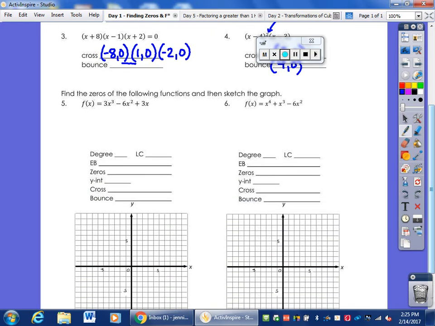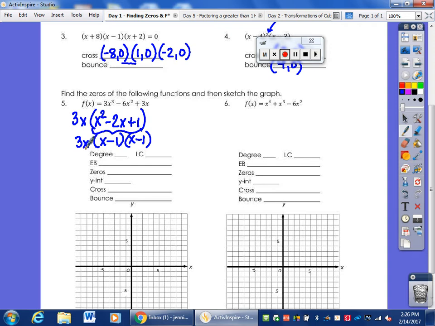Number 5, we're going to have to factor first before we can sketch and fill in all the information. So we've got to take out our GCF, which is going to be 3 and an x, leaving us with x squared minus 2x plus 1. This can still be factored into x minus 1 times x minus 1 with our 3x out here.